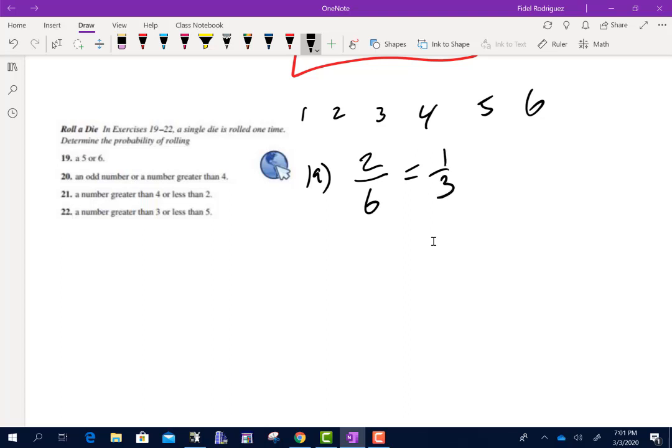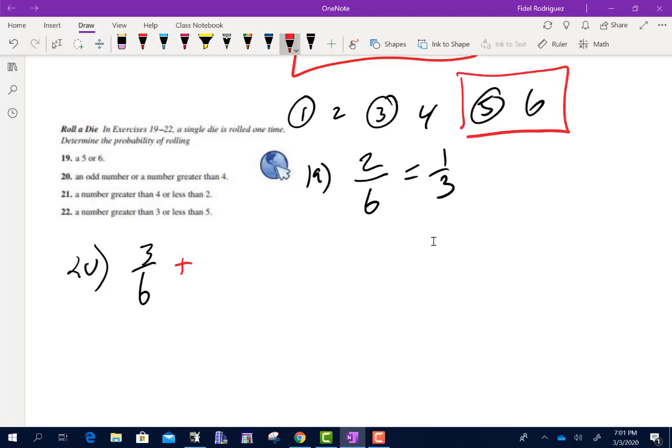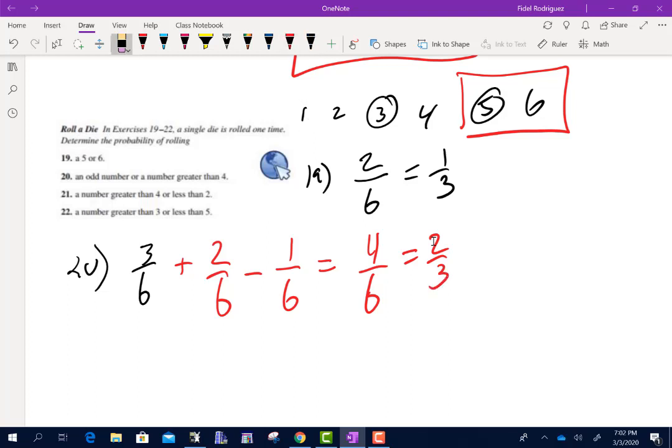Number 20, an odd number. So how many are odd numbers? 1, 2, 3. So odd numbers is 3 out of 6, or a number greater than 4. A number greater than 4 is 2 out of 6, minus the one that we counted twice. Well, we counted the number 5 twice. That's one number that we counted twice. So 3 plus 2 is 5, minus 1 is 4. 4 out of 6 is the same as 2/3, right?